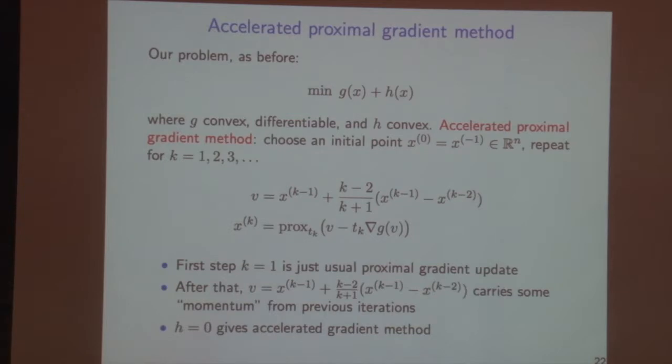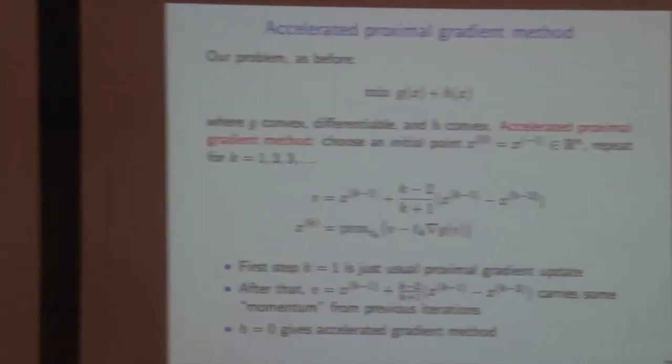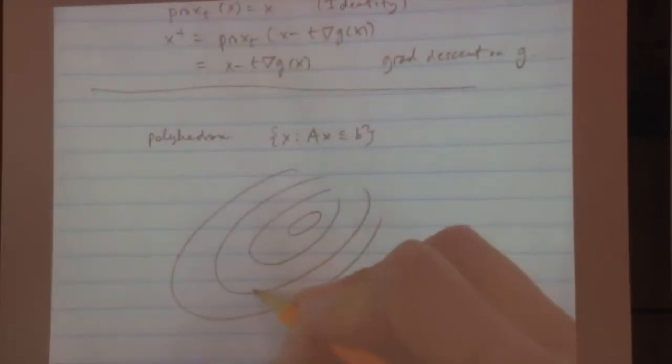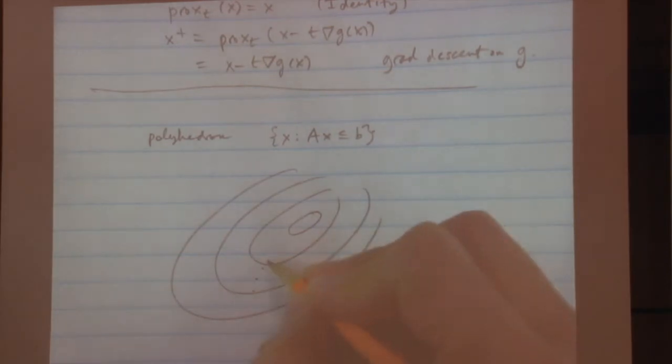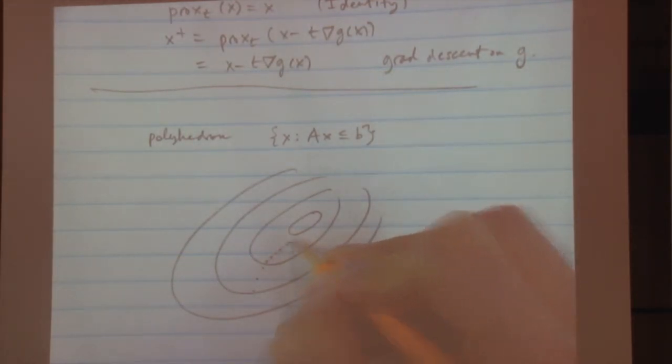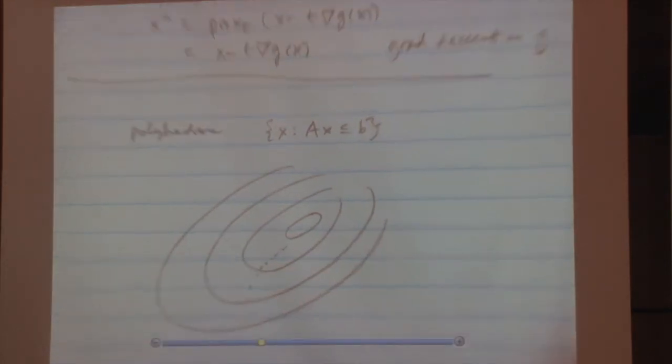If you imagine a picture like this, where these are the contours of the function you're trying to minimize, then as you get closer and closer to optimality, say with proximal gradient, the step sizes get smaller and smaller.